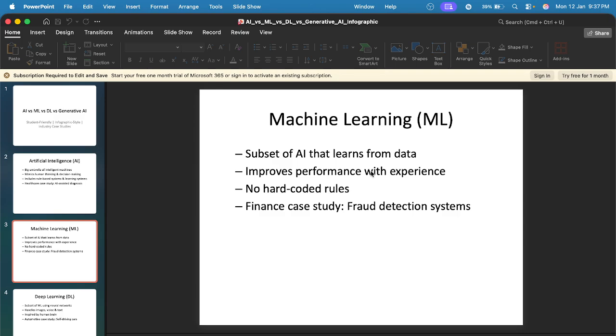The relationship between these technologies: AI, then machine learning, then deep learning, and then generative AI. Generative AI is a subset of deep learning. Deep learning is a subset of machine learning. Machine learning is a subset of artificial intelligence. Each layer is more specialized. Higher layers require more data and compute. That means whenever you upgrade your layer, that requires more data and more GPU, more computing power.